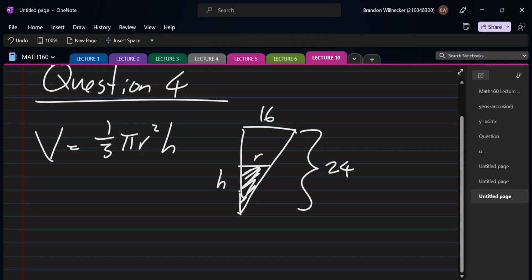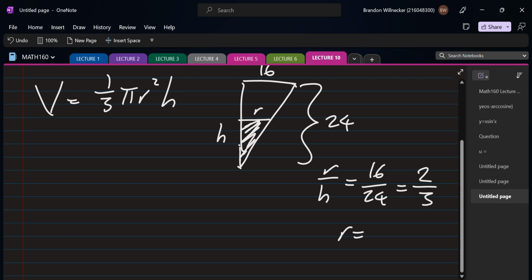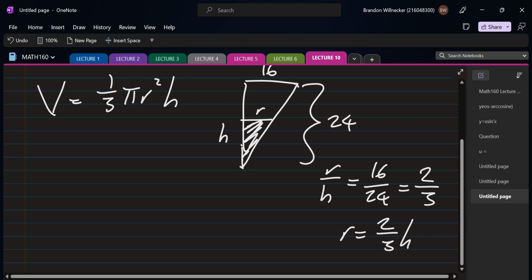Now, these are similar triangles, so we can write a ratio of r and h. So r over h, that's going to be 16 over 24. You can leave it like that, or you can simplify it to 2/3. So r equals 2/3 h. Or you can solve for h in terms of r and substitute, right?